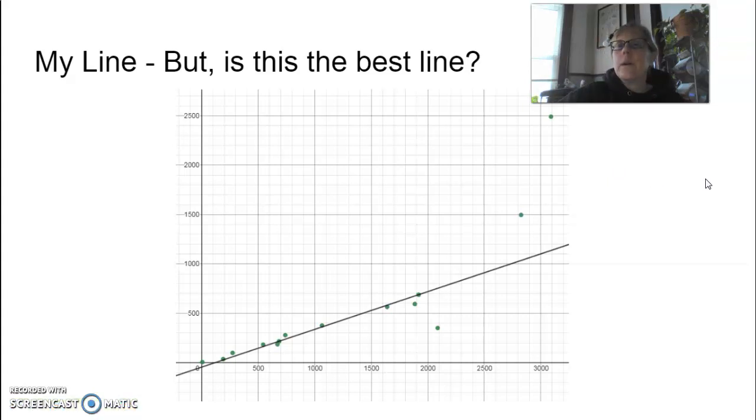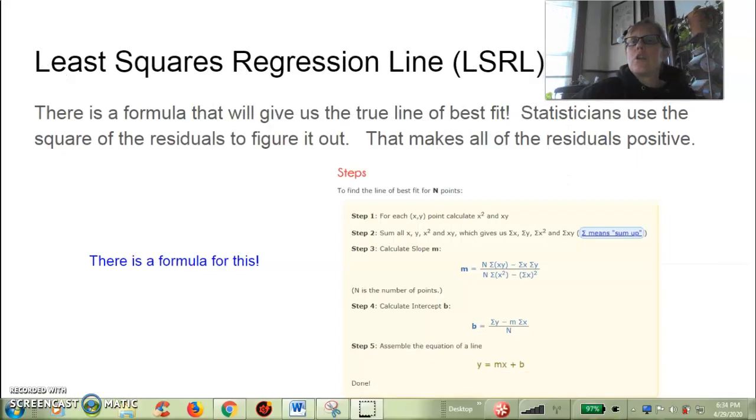All right, so that's where the least squares regression line comes in, because yes, there is a line of best fit, and statisticians call it the least squares regression line because they actually use what's called the squares of the residuals to figure it out. Now, it's been a while since we did this, but remember, residuals are the difference between the actual value of data and the predicted value. Well, by squaring that, we make them all positive. Remember, some of them were negative and some of them were positive. So statisticians use those squares to figure it out.